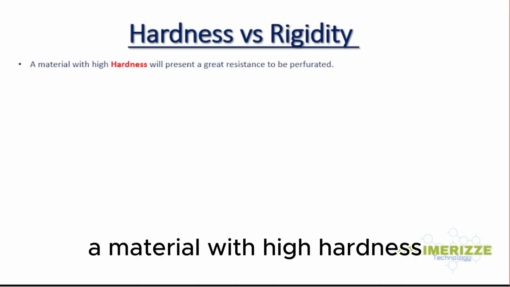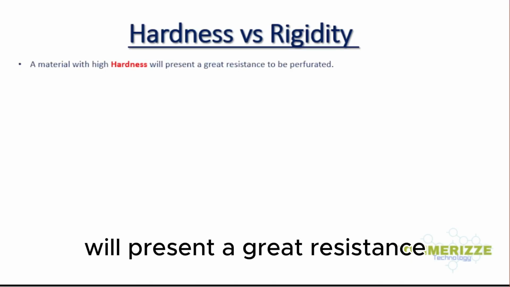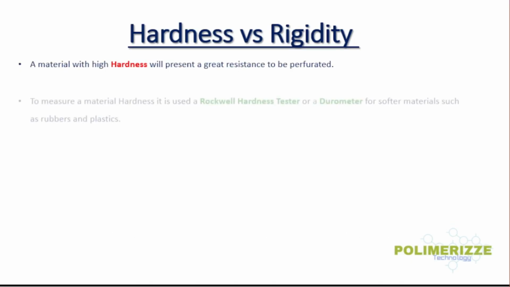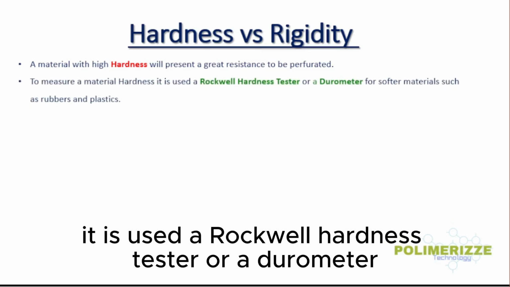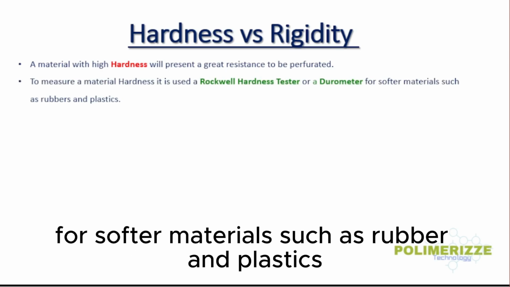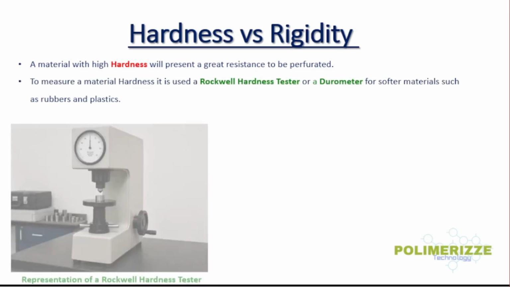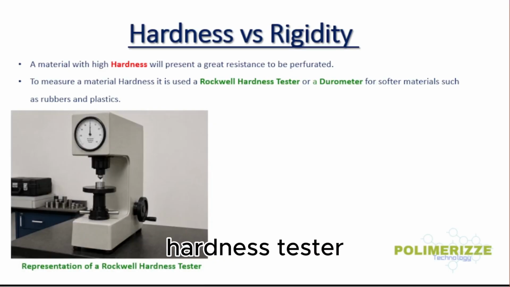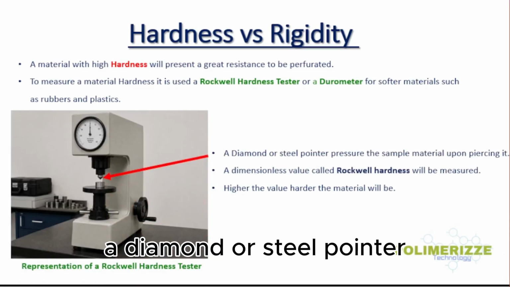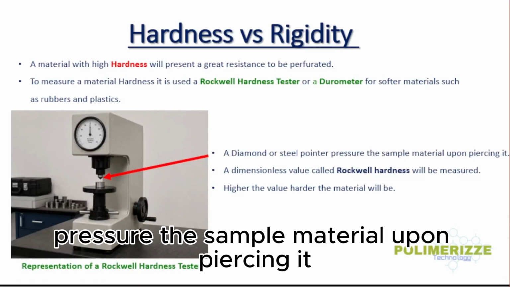A material with high hardness will present a great resistance to being perforated. To measure a material's hardness, a Rockwell hardness tester is used, or a durometer for softer materials such as rubber and plastics. This is the representation of a Rockwell hardness tester. A diamond or steel pointer presses the sample material, piercing it.